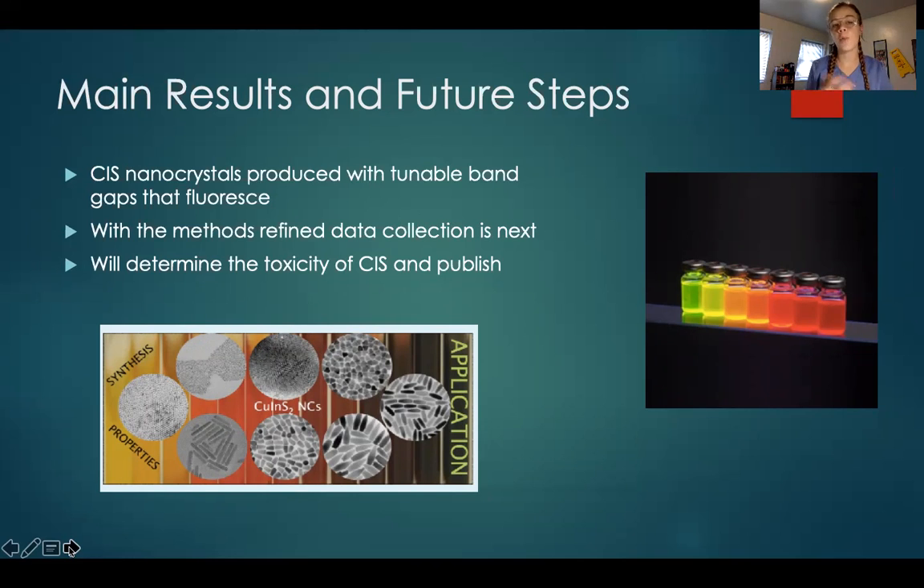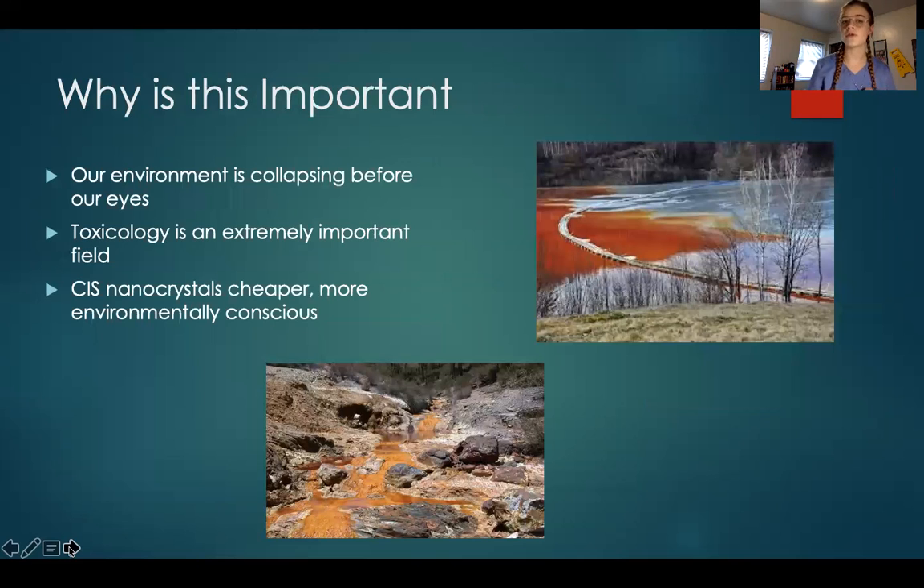The whole point of this is to determine the toxicity of our CIS nanocrystals to see if they would be a cheaper and better alternative to cadmium. So why is this important? Well, our environment is kind of collapsing before our eyes. We are doing many things to perpetuate and further along climate destruction. As you can see, these are 2 pictures of chemical waste spills in water, and how different technologies we are using are killing our environment.